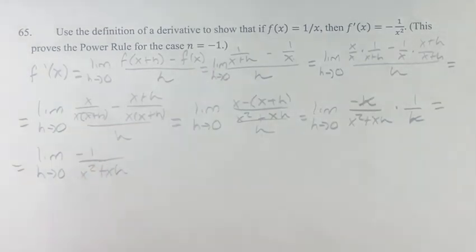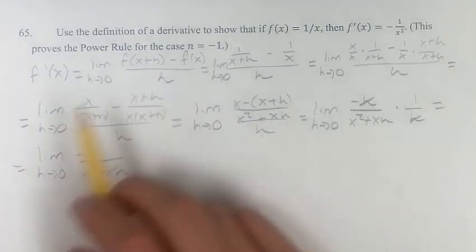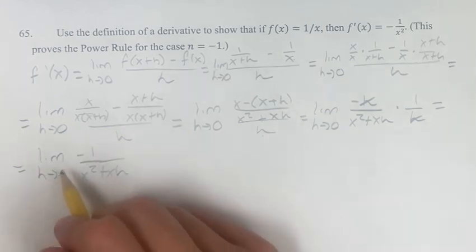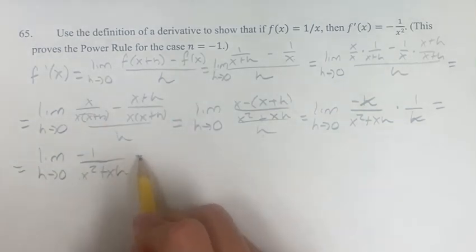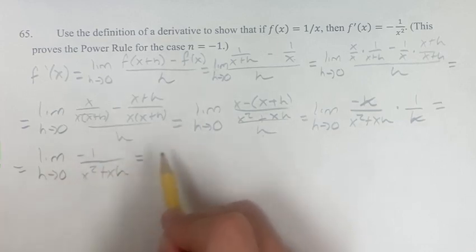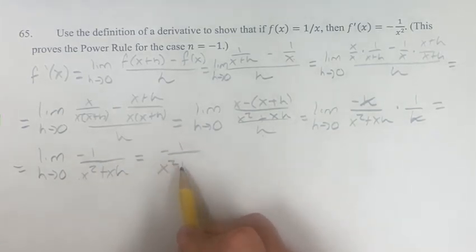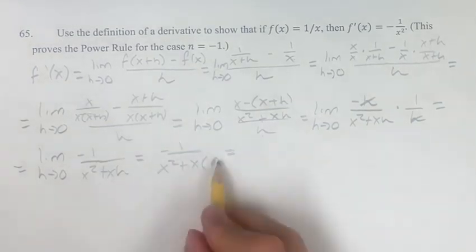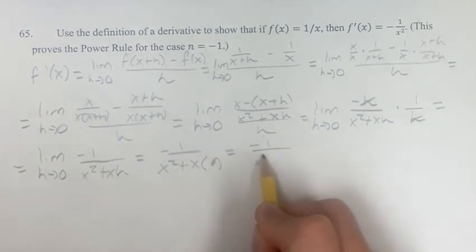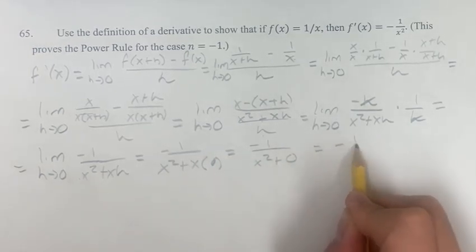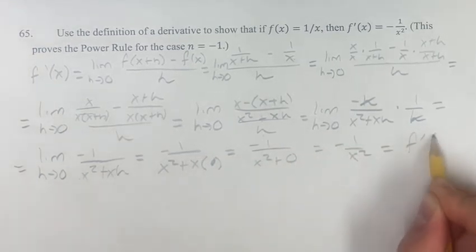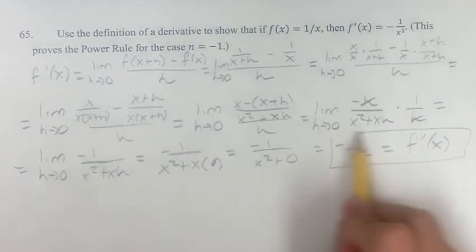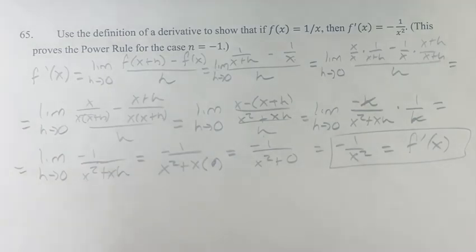Now, in the beginning, we could not plug in 0 right away for h because it was in the denominator. Now it is still in the denominator, but the denominator won't be 0 when we plug it in. So the limit as h goes to 0 of this is equal to negative 1 over x squared plus x times, plugging in 0, x times 0. So we get negative 1 over x squared plus 0, which is equal to negative 1 over x squared, which, as we want, is equal to the derivative of 1 over x. Again, this proves the power rule for the case n equals negative 1.